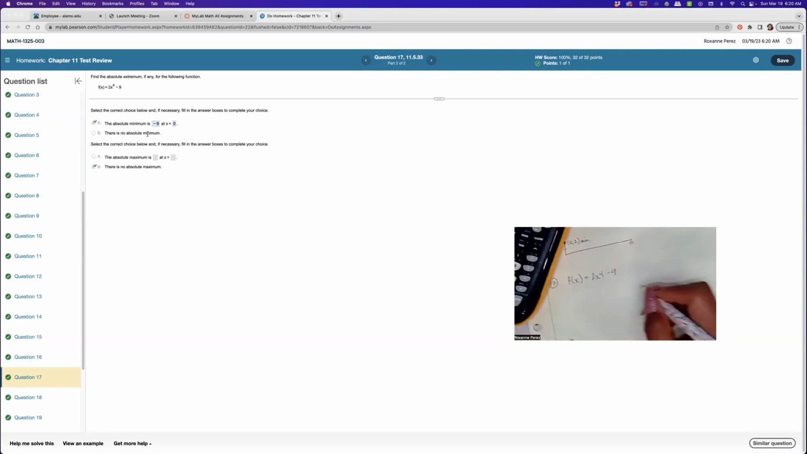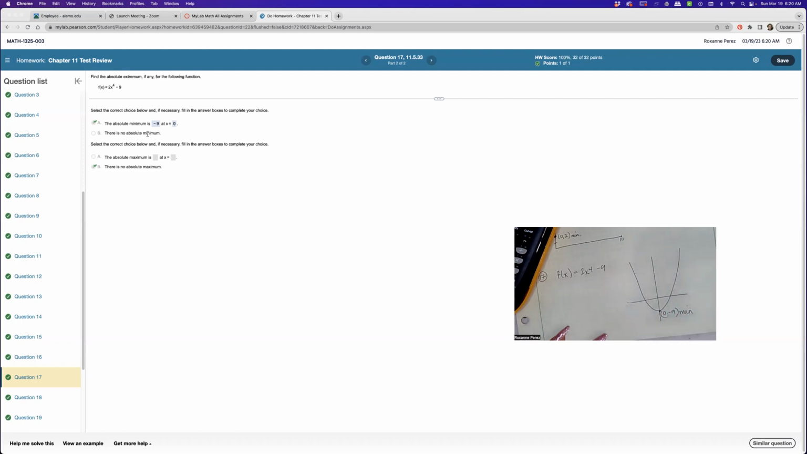And again, so you can have something in your notes, you can sketch it really quick like this. 0, comma, -9. That's your minimum. Okay.